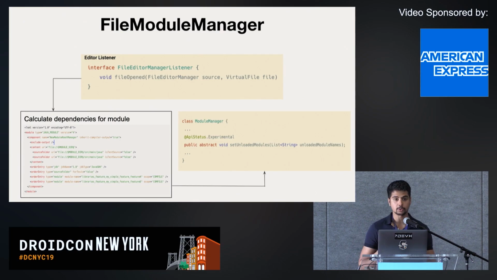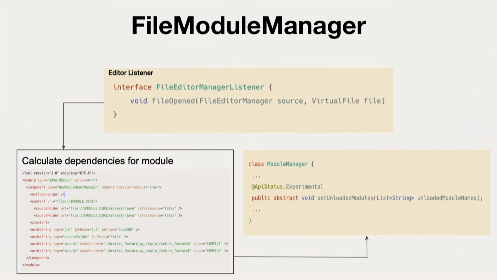So to go a bit deeper into what the file module loader does, it actually listens to all the editor events on the files that are opened. So whenever a file is opened in the editor by a developer, it instantly looks at the file, finds its parent module, tries to find the module's dependents, and then loads only those modules. So you can see that we use something from Module Manager, which is still in its experimental stages, but has been working perfectly for our use cases.